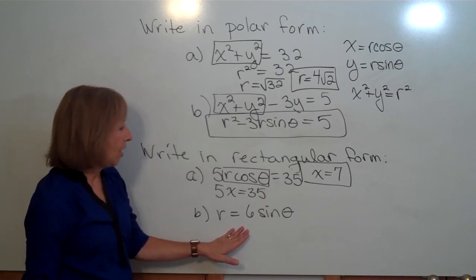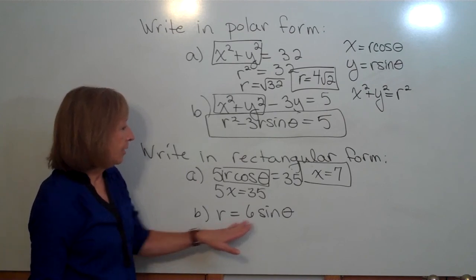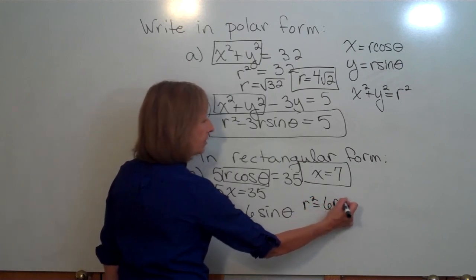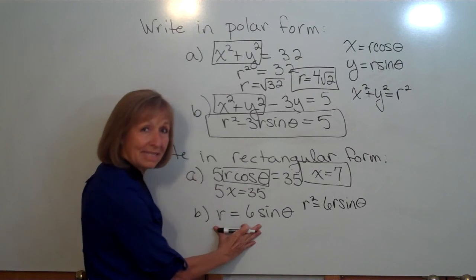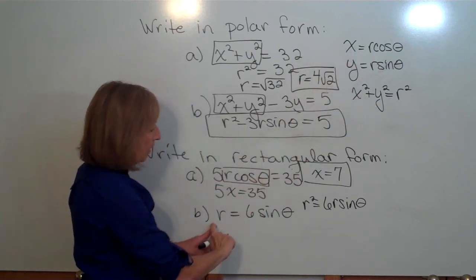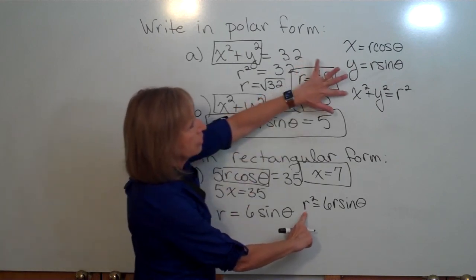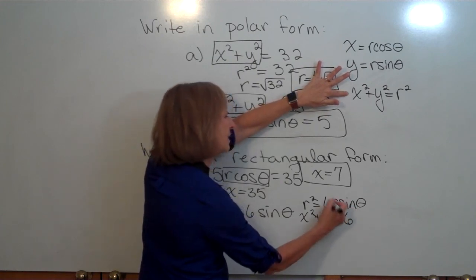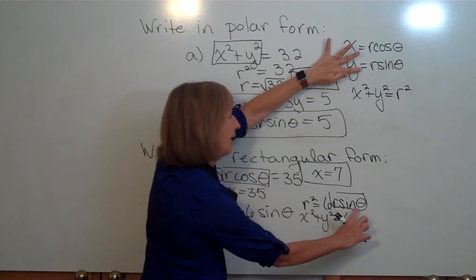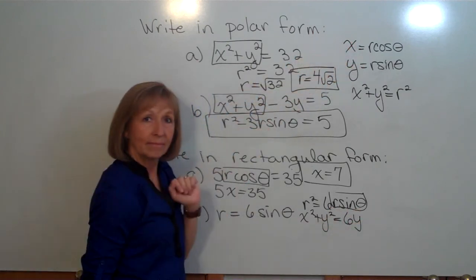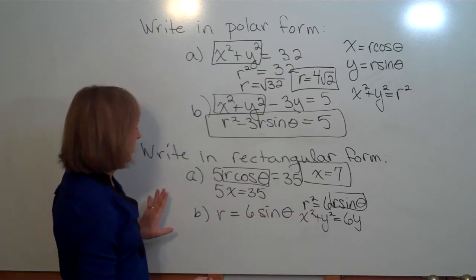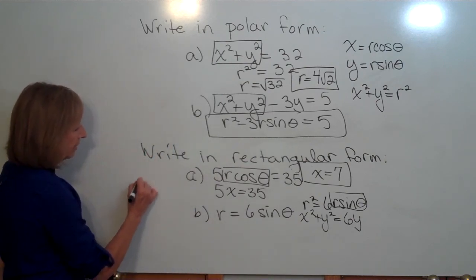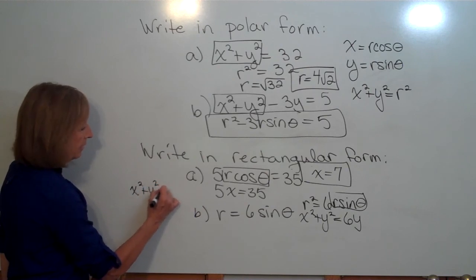And then part B, r equals 6 sine theta. Well, here I'm going to multiply both sides by r. So I get r squared is equal to 6r sine theta. Because at this stage it didn't have any of these replacements. But when I multiply both sides by r, I have r squared, which is x squared plus y squared, is equal to 6 times r sine theta, which is y. So I actually get, and I'm going to bring that over here to do a little bit more work on it, my rectangular equation: x squared plus y squared equals 6y.